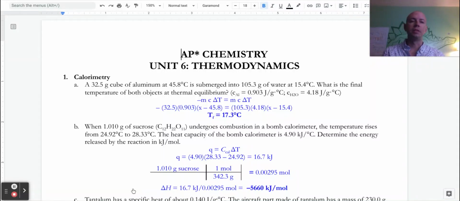The key as we look at problems in thermodynamics is to pay attention to units, to pay attention to signs, and to keep really clear to ourselves what is the system and what is the surroundings, or at least to keep the different chemicals or the different parts of our systems separate. With calorimetry, we're focusing on heat lost and heat gained.